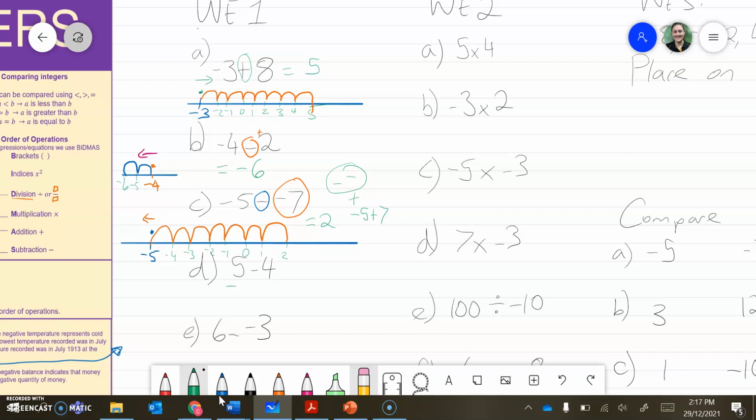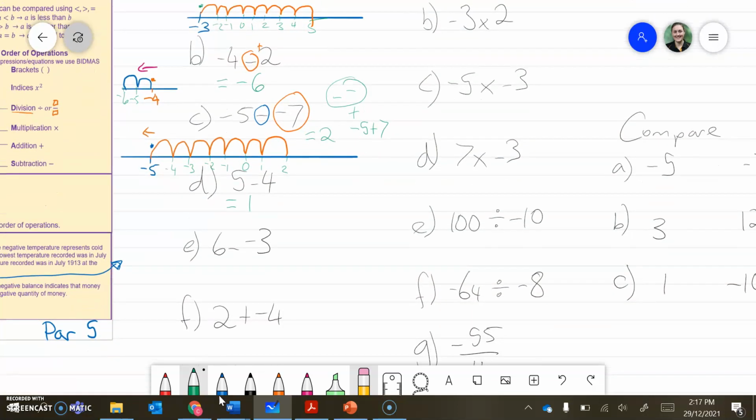Our next one, 5 minus 4, I don't think we need a line to help us out with this one. That is just 1. Our next one here, we've got 6 minus -3. Now, as we just said in C, if we've got minus a negative, it becomes a positive. So this is 6 plus 3, which is 9.